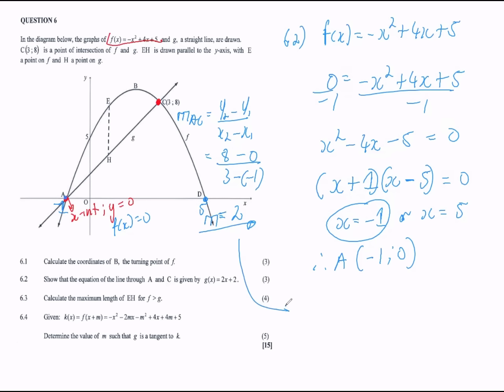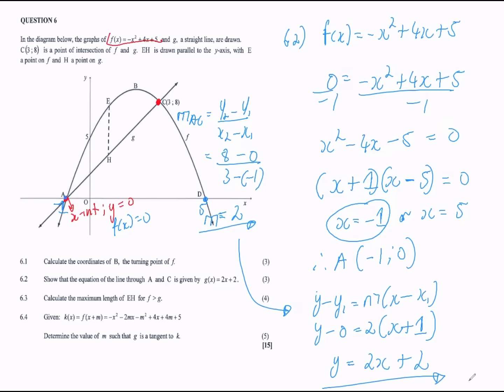So to then complete the equation, we are going to say y minus y1 equals m times (x minus x1). So we have our y. Let's use the coordinates of A, minus 0. And then gradient is 2. And then we have x. This is negative 1 here. So negative and negative will be plus 1 here. And then we have y equals 2x plus 2. There we go. That's our equation now.